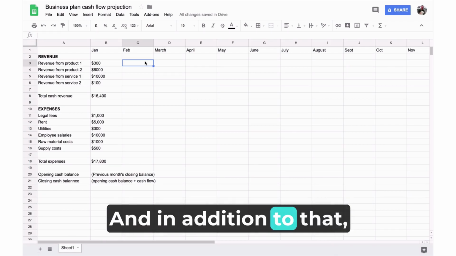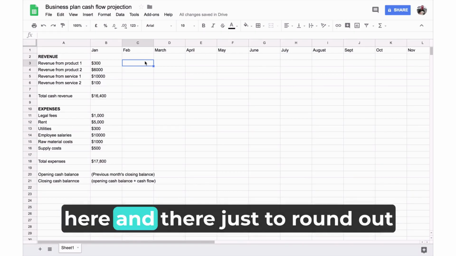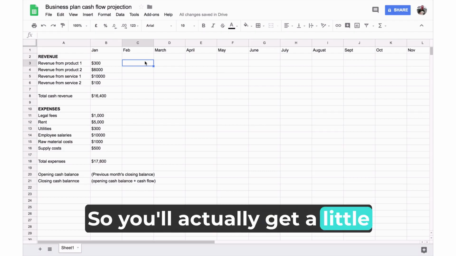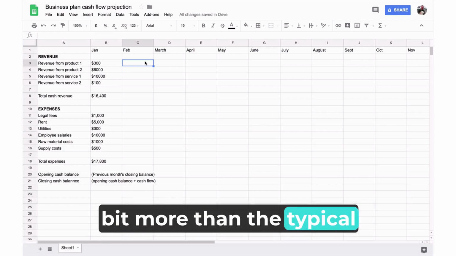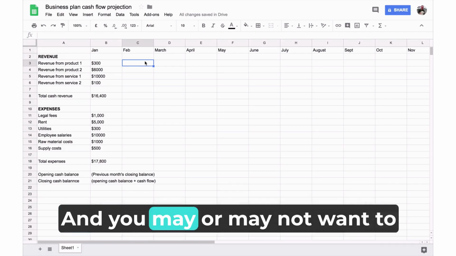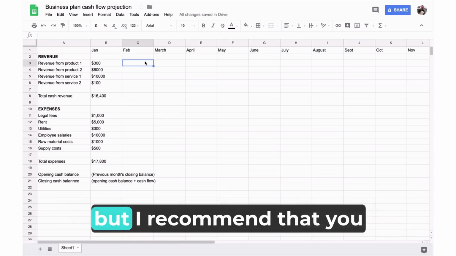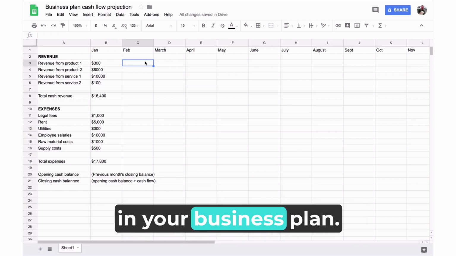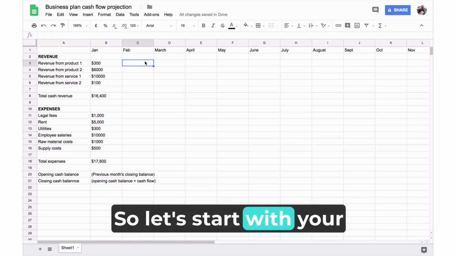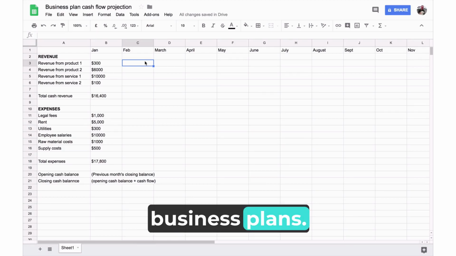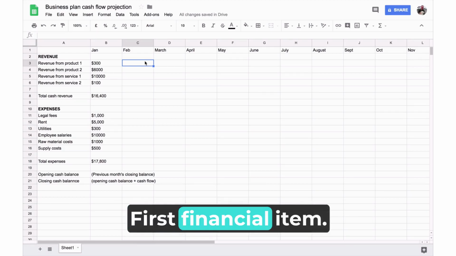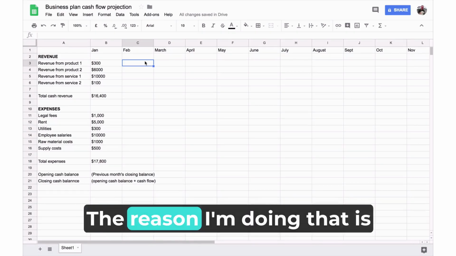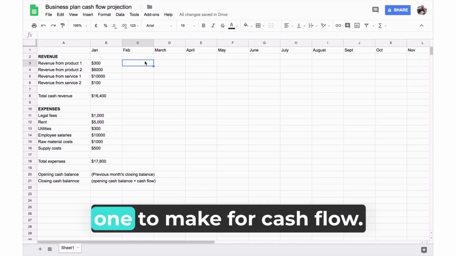And in addition to that, I'm going to add a few tidbits here and there just to round out your planning knowledge. So you'll actually get a little bit more than the typical business plan would have, and you may or may not want to include it in your business plan, but I recommend that you definitely think through it in your business plan. So let's start with your business plan's first financial item, and I'm going to make that the cash flows. The reason I'm doing that is because this is the simplest one to make.